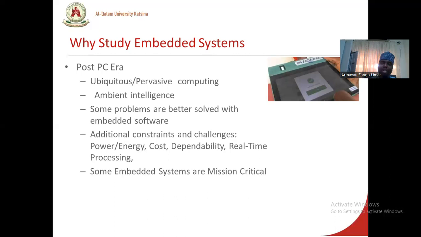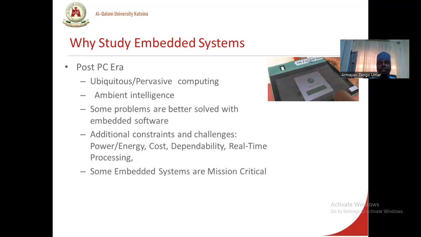And you cannot develop embedded systems anyhow, because they have additional constraints and challenges. They don't have unlimited power or energy. They are not always connected; that is the assumption. They can go without power for hours, maybe even days. And then dependability: we've seen how an error in an embedded system can be deadly, so we want embedded systems to be dependable. That's why they have to be studied. And real-time processing: some information needs to be processed and acted on in real time. Yes, some embedded systems are mission critical.